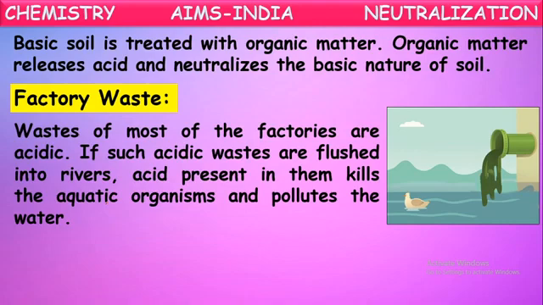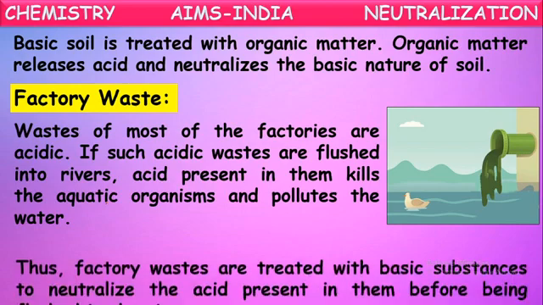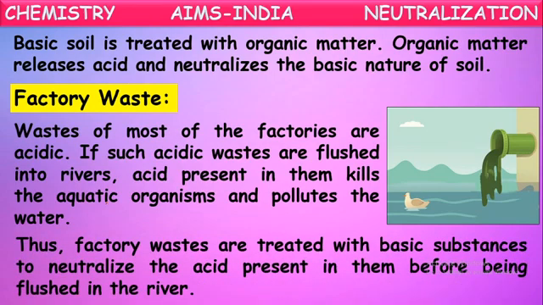When this wastewater, without treating, is released into rivers and lakes, what happens? It mixes with the river water and the animals present in it will be affected by this wastewater or acidic water. They may die also, and it even pollutes the water. So how to get rid of this? How to reduce this pollution? Thus the factory waste is treated with basic substances to neutralize the acid present in it before being flushed into the rivers and lakes.